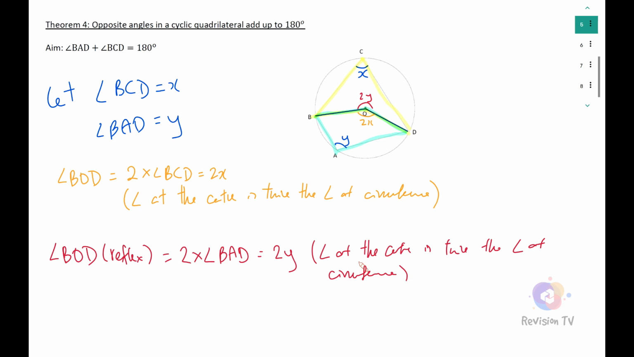Anyway, I hope you understand what I try to write in here: angle at the center is twice the angle at the circumference. So what do we have in here? Now, what do we know about the center of a circle, at a point? At the center of a point, we know, which implies, 2x plus 2y equals 360 degrees. Reason being, angles at a point.